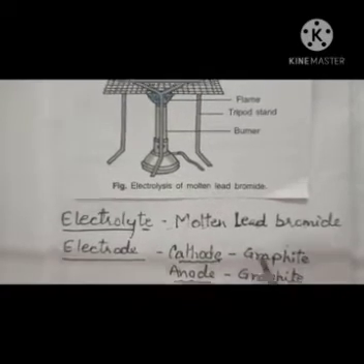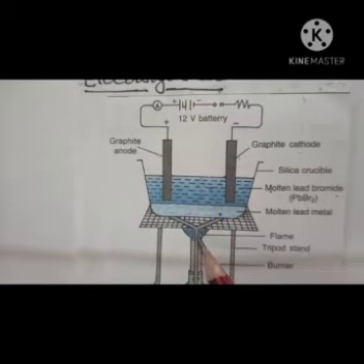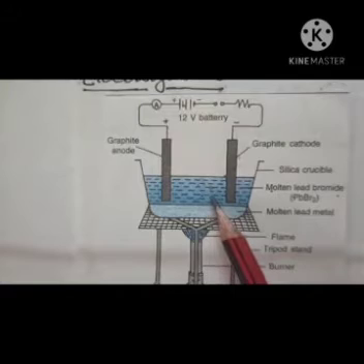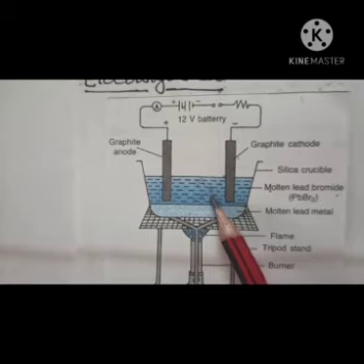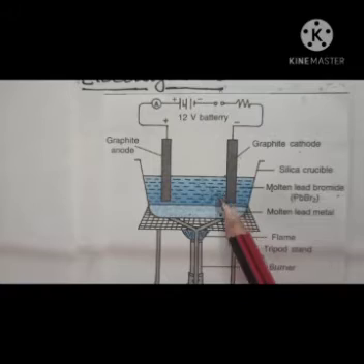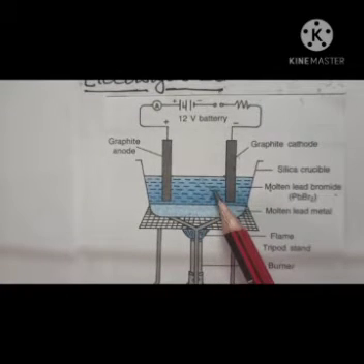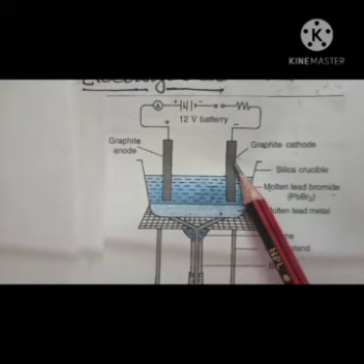made up of graphite. Now just look here, you take this lead bromide, which is heated and changed into the molten state. Why will you not take solid lead bromide? Because solid lead bromide is a non-electrolyte, as it doesn't contain free ions. But on melting, when it changes into the fused state, the ions become free, right? And then it becomes an electrolyte. Okay, now why will you take graphite as anode and cathode? Because they are inert electrodes. They will not take part in the reaction during the process of electrolysis.